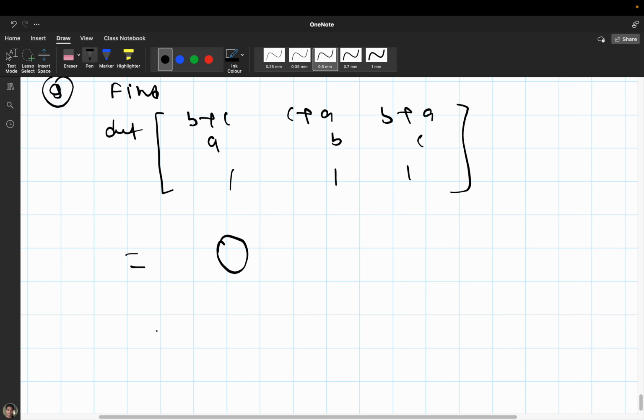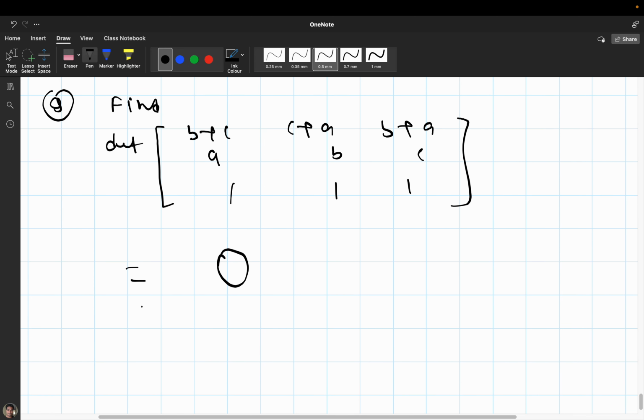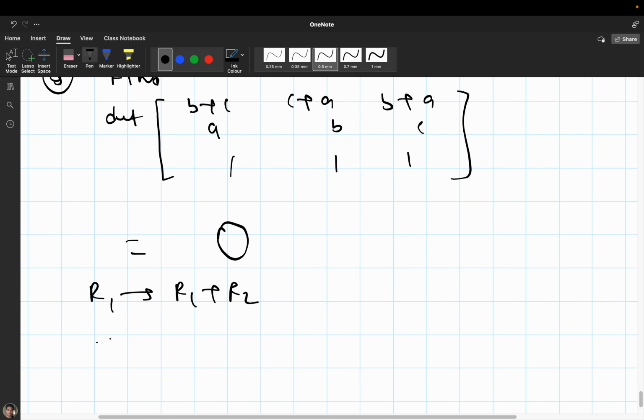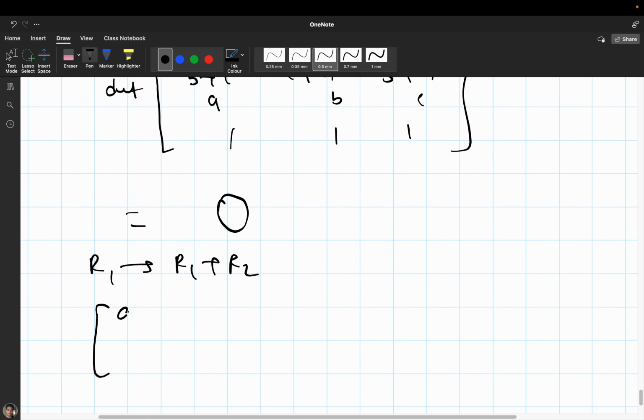R2 is equal to R1 plus R2. We do the operation. I will change R1 to R1 plus R2. Then B plus C will go into common. So that matrix will be what? A plus B plus C, A plus B plus C.